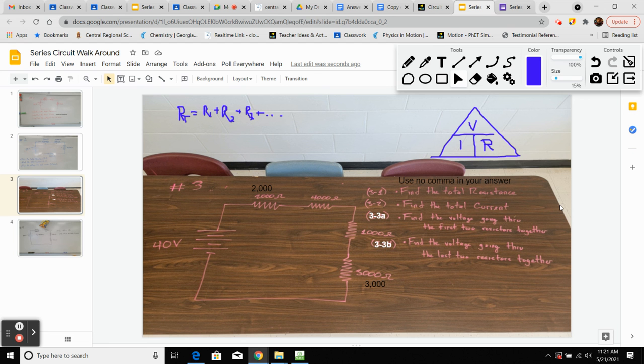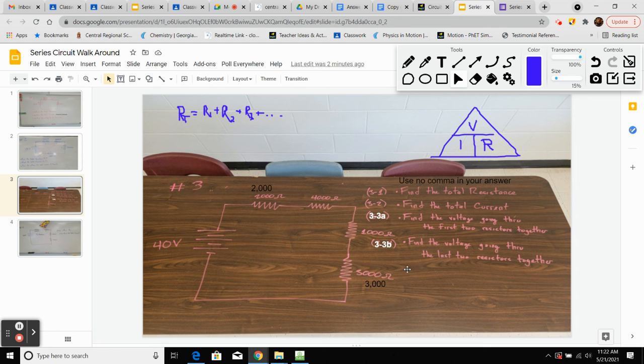And then 3, all right, this number here is 2,000. This number down here is 3,000. This is 3-3A, 3-3B. And when it says find the voltage going through the first two resistors, find the total resistance, then current. Take that current times these two added together. So if you did 6,000 times the current, that would be your answer for 3-3A.